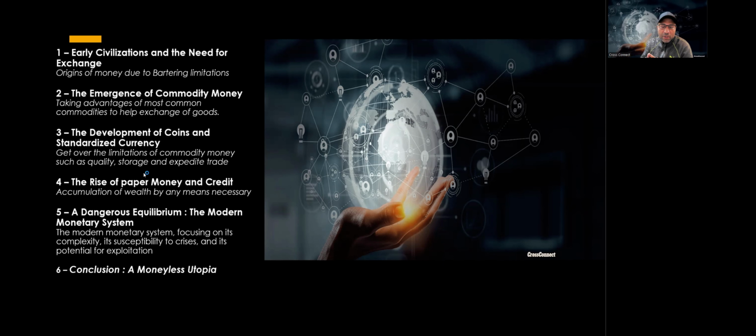Then finally, in part number five, we'll talk about the dangerous equilibrium of the modern monetary system, focusing on its complexity, its susceptibility to crisis, and its potential for exploitation. Then in the conclusion, we'll touch on the moneyless utopia. Is it a utopia to talk about a moneyless society? And we'll look into what the possibilities are with a moneyless society.